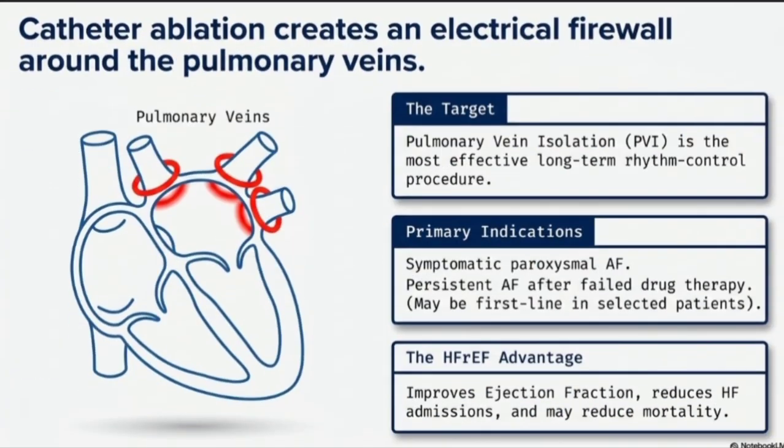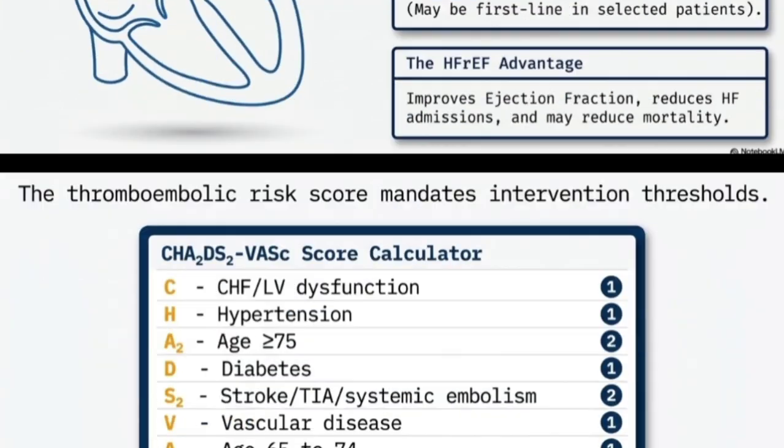Catheter ablation will create an electrical firewall around the pulmonary veins and may correct the issue of atrial fibrillation for long-term rhythm control. It is used in symptomatic paroxysmal AF or persistent AF after failed drugs. It may be first line in selected people. The HFrEF advantage is that it improves ejection fraction, reduces heart failure admissions, and may reduce mortality.